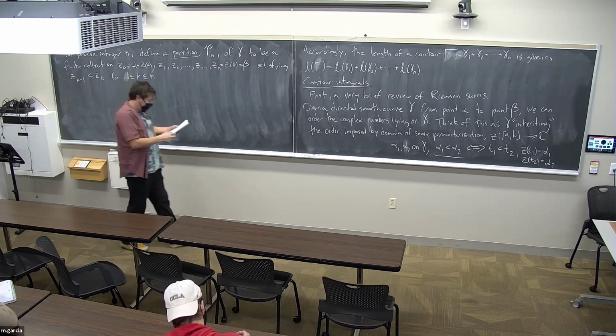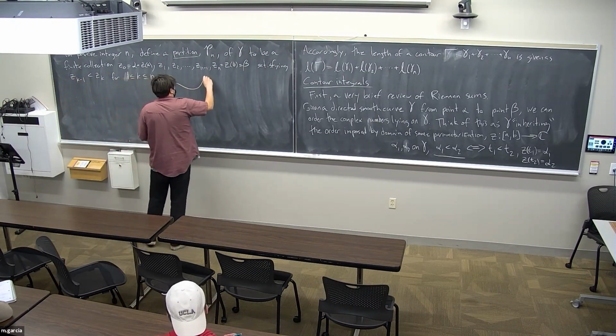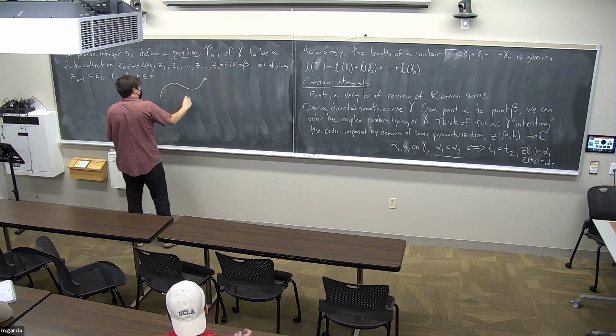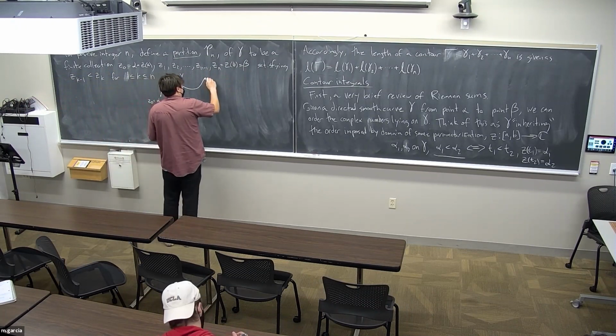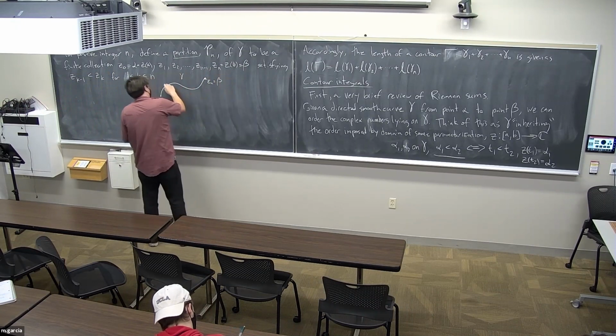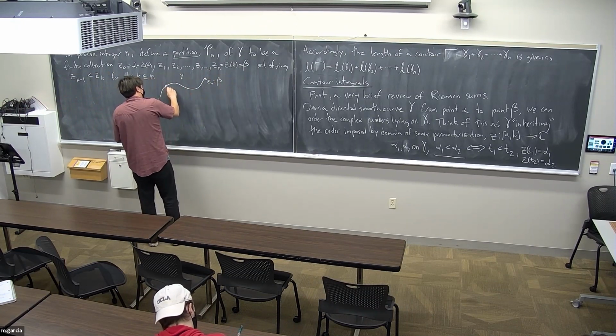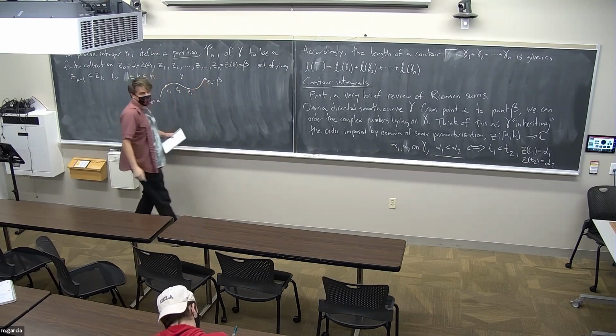Okay, so here's our contour gamma. Here's alpha. Here's beta. And all I'm saying is I'm cutting up my curve into some segments, right? Just breaking it into little pieces.